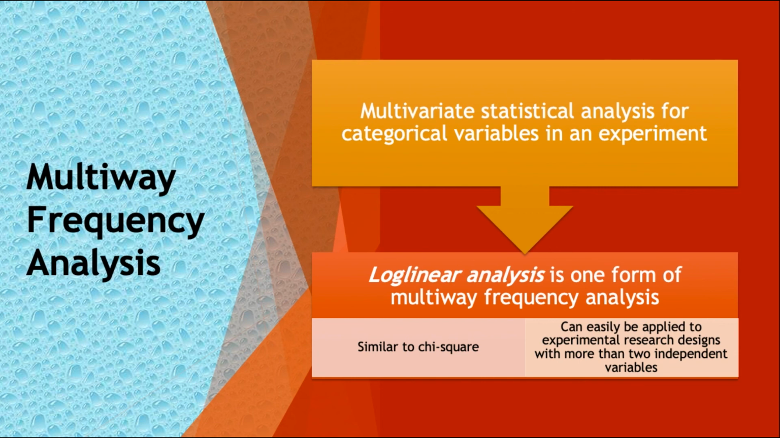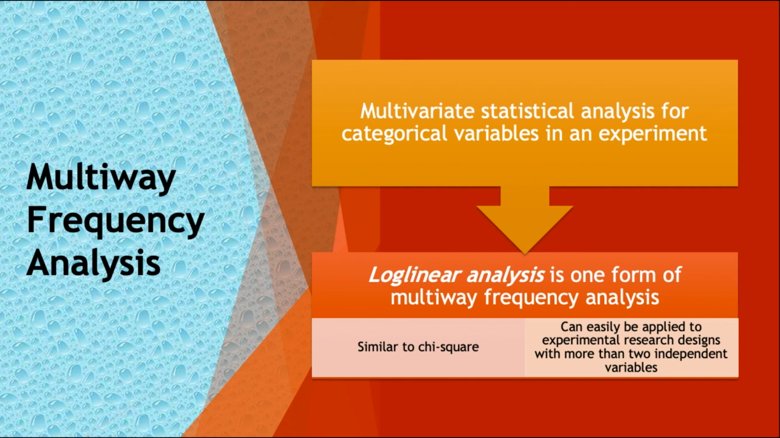Then we have multi-way frequency analysis. Most of the powerful inferential statistics discussed previously require that your variables be measured along at least an interval scale. However, there are research situations in which you may want to measure or manipulate categorical variables, for example, sex of the subject. Statistics such as ANOVA, MANOVA, and multiple regression are not appropriate to analyze such data. For this case, multi-way frequency analysis is an alternative.